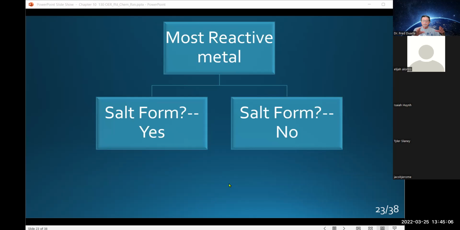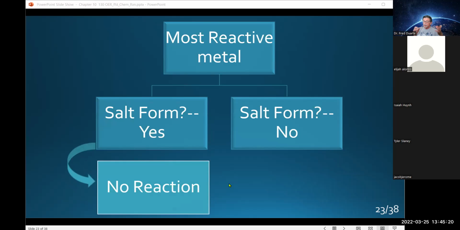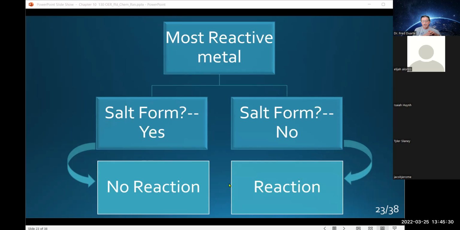And finally, to summarize these reactions using the activity series: 1, you determine which is the most reactive metal. Ask the question, is it in salt form or compound form? If it is, then no reaction. Okay, if it's not in compound or salt form, then there is a reaction. Now keep in mind that if there's no reaction, what that implies is the opposite reaction is feasible.